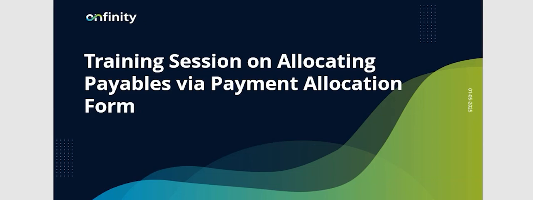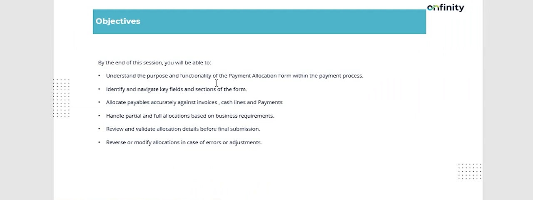In such cases, we need a platform to allocate these different transactions and close the vendor balances. For this purpose, we use the payment allocation form, which allows us to allocate different payable records with invoices, payments, and cash journal lines. Moving to the next slide, here are the objectives of this training session.